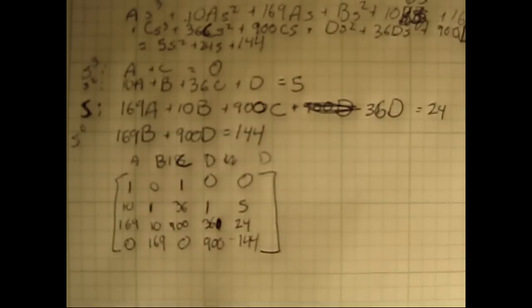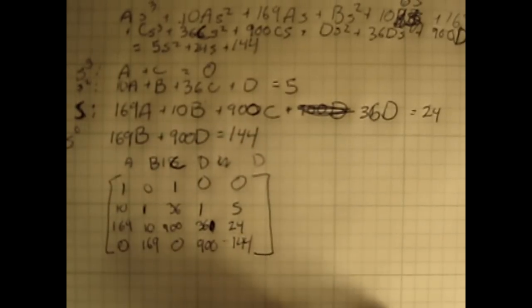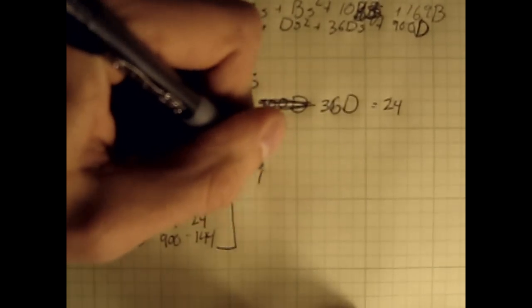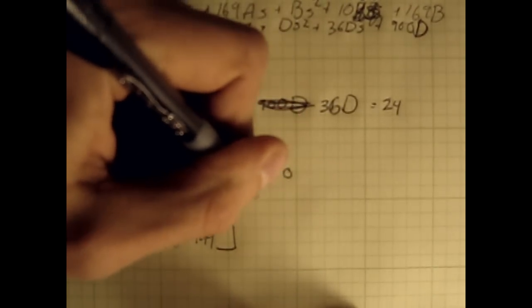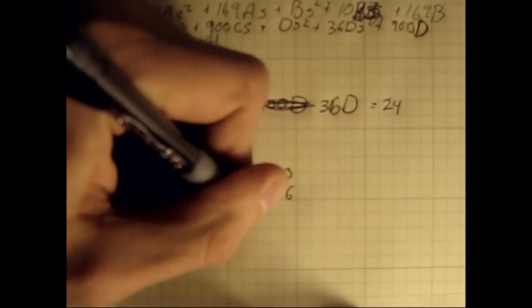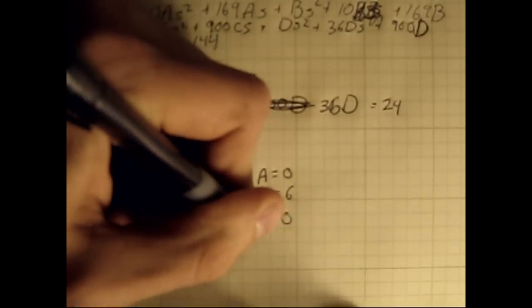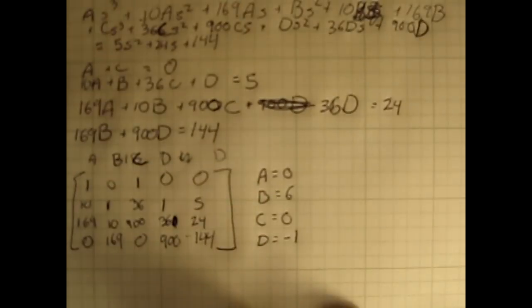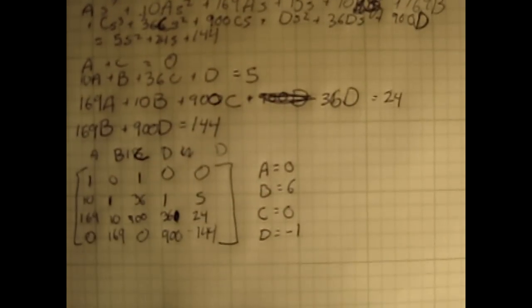I won't waste time going into that because it's a lengthy process, but something a computer can do really quickly. So I already did that. Once you solve that, you find out that a equals 0, b equals 6, c equals 0, d equals -1. So there we go. We have that. Let me switch pages real quick. For some reason the camera does not like focusing on the front side of this paper, so I have to flip it over.